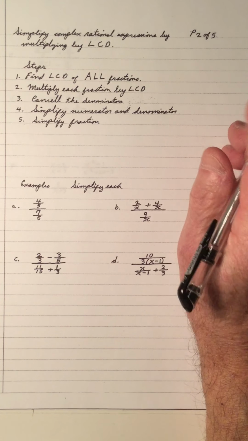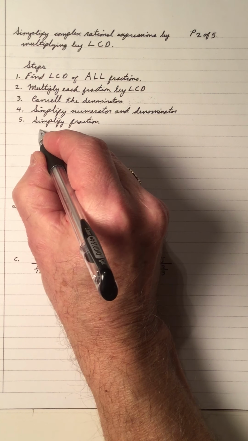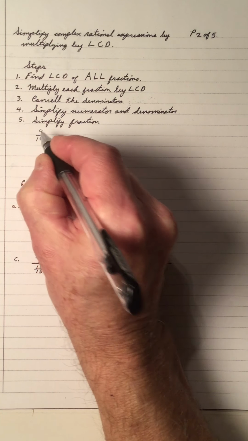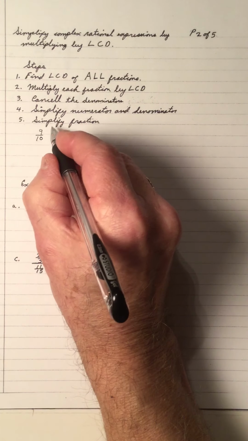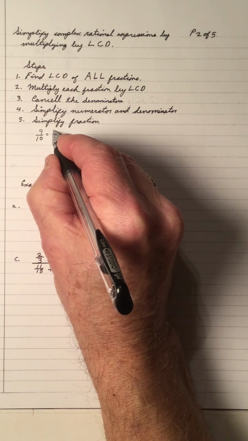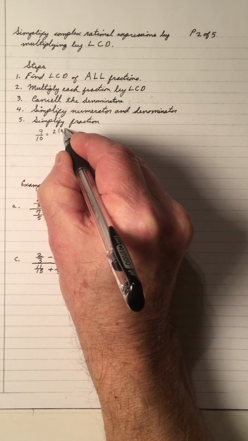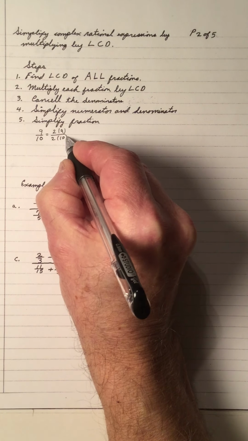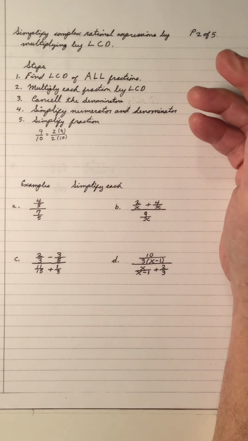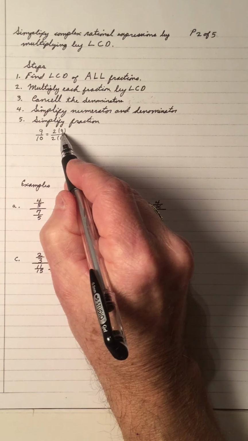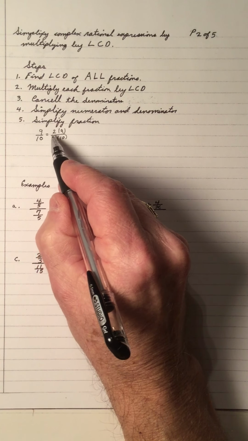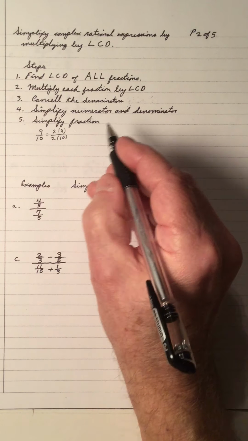But before we do, let me use this as an example of what we're doing. Let's take the fraction 9 over 10. If we take 9 over 10 and multiply the 9 by 2, and we multiply the 10 by 2, what we're doing is making an equivalent fraction called 18 over 20. Because if we multiply the numerator and denominator by the same number, we're getting an equivalent fraction.